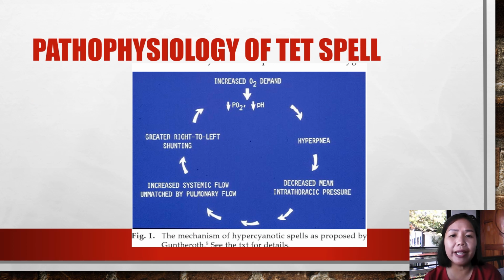The mechanism of that spell is uncertain. Hypercyanotic spells may be triggered by activity, irritability, and prolonged crying, followed by hyperpnea, decrease in mean intrathoracic pressure, increased systemic compared to pulmonary flow, causing right to left shunting. The peak incidence is aged 2 to 4 months. A severe hypercyanotic spell may lead to limpness, seizures, and occasionally death.